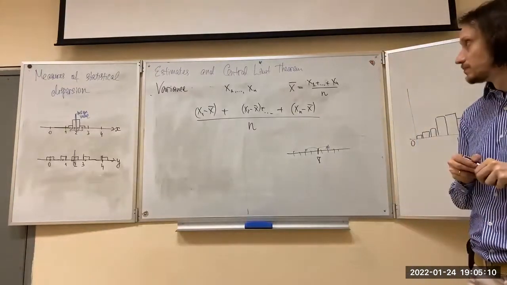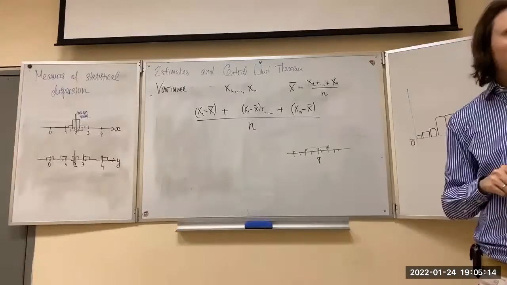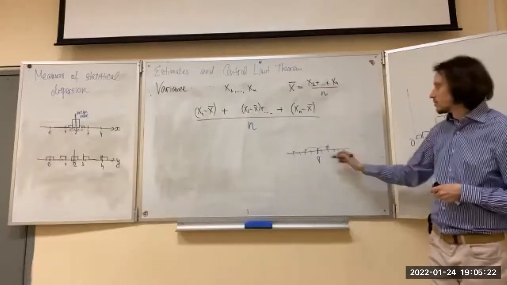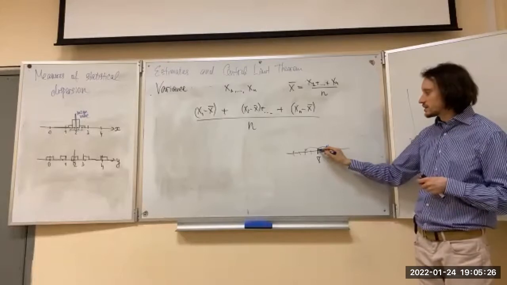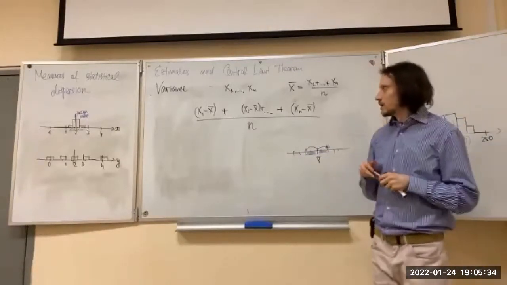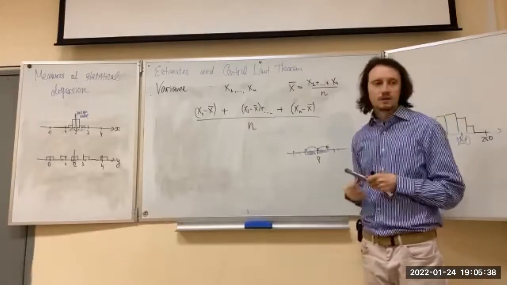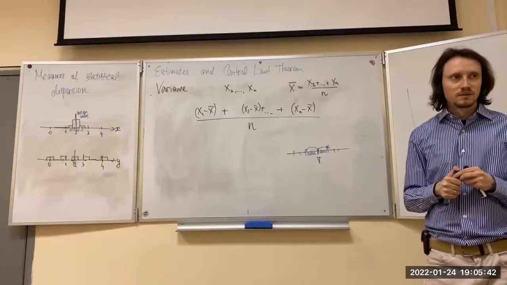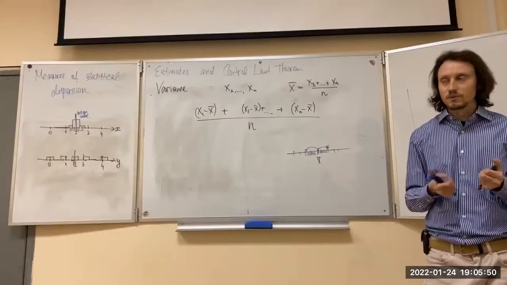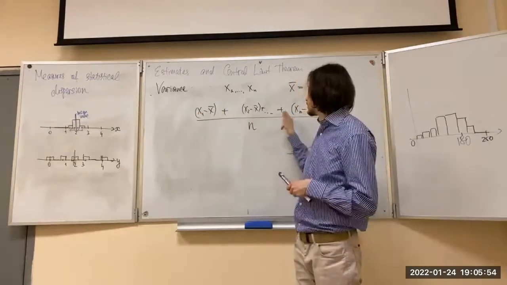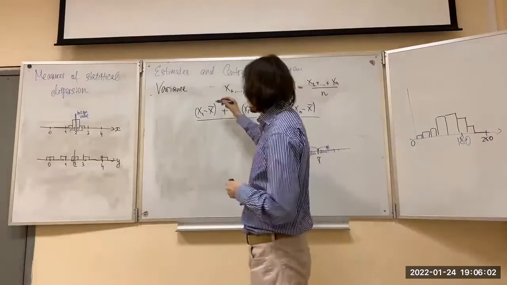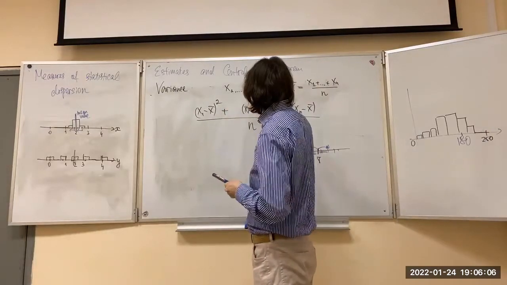Okay, and what should we do? We are actually not interested in the sign of these differences. This difference is as important as this difference. The sign is not important. What can we do to make all these terms positive? Actually, it can be done in several possible ways. For example, you can put absolute value here and here. But people usually don't use absolute value, but instead they just take squares of all these values.